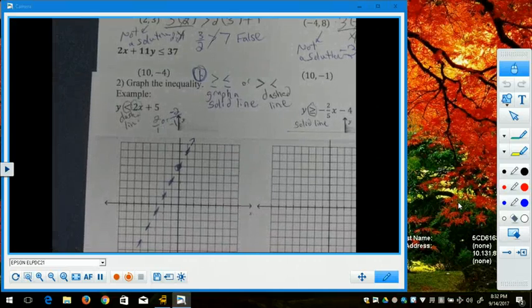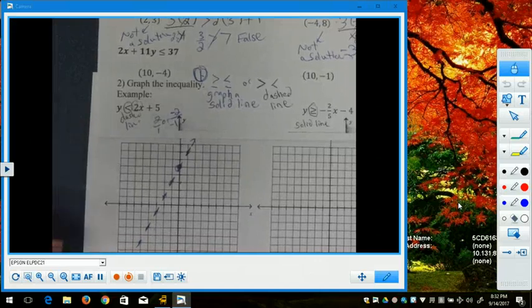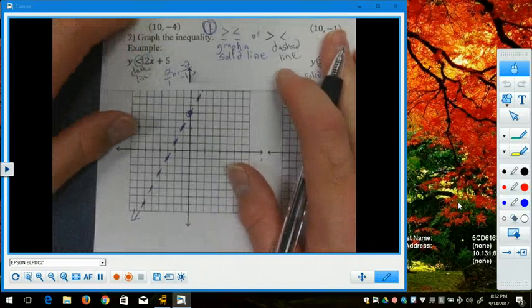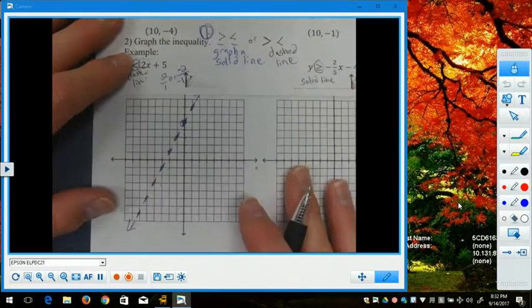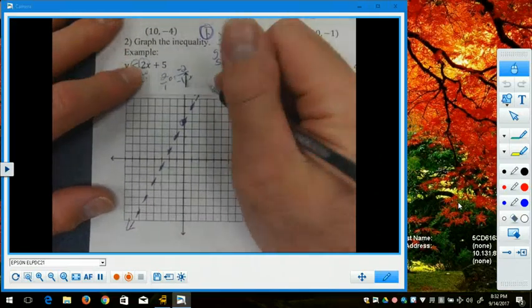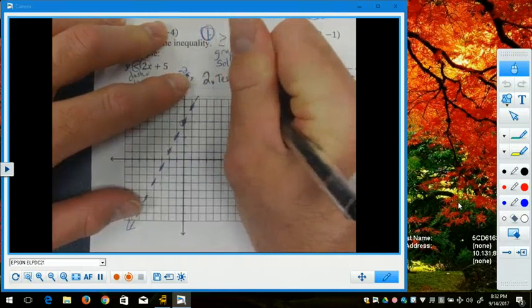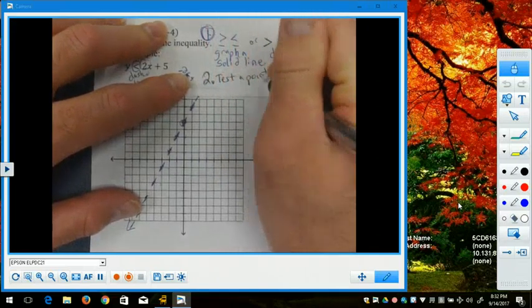Now, there's some tricks that you may have learned, that when you have y on one side, you can just shade up or shade down above the line. But really, you want to understand what it is that you're doing, and there's a better way to make sure that you're consistent and that your answer is correct. Once I have the dotted line, I'm going to select a point, a test point. Test a point that is not on the line.